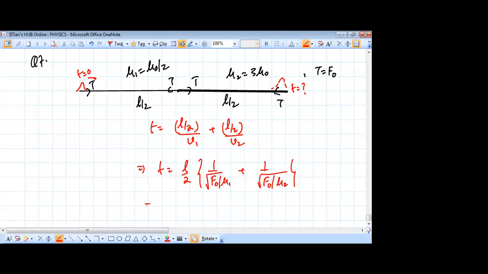Now just substitute over here. So T will become L by 2 square root of mu naught by F naught into this mu 1 at a factor of half and this mu 2 at a factor of 3, so this will come in the denominator and this one will come in the numerator. It should be 1 by root 2 plus root 3. So this should become your answer. This should be the time taken.